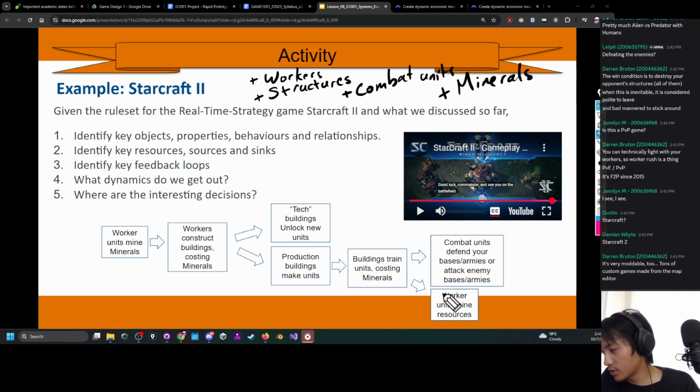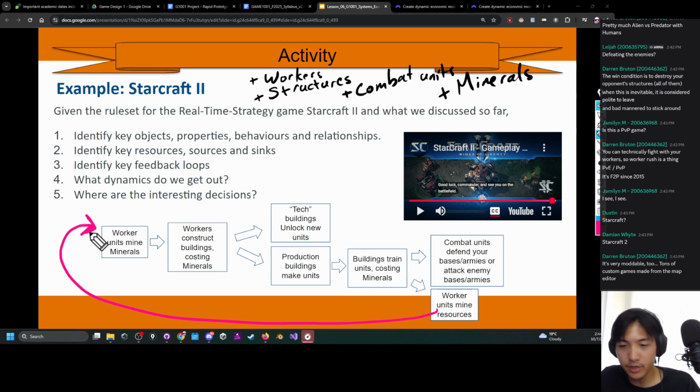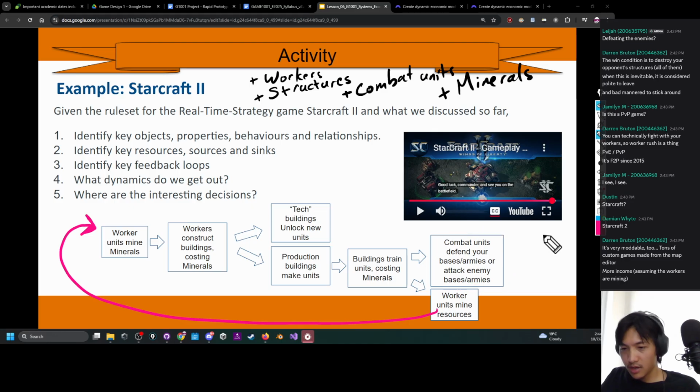If you have more workers, then what do you have here? A positive feedback loop. We talked about that one already, right? You can also train combat units. Those combat units can be used to attack enemy armies or enemy structures or enemy workers. They can also be used to defend your own.